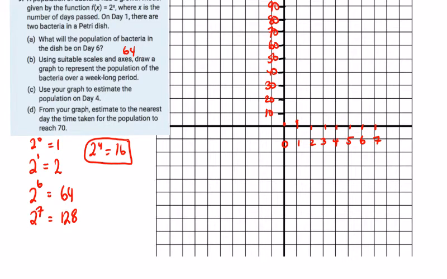2 to the power of 3. Might as well write them down. 2 to the power of 3 is 8. 2 to the power of 4, we have 2 to the power of 5, 32. And we have 6 and 7. So 2 to the power of 2 is equal to 4. We're still below the 10. We're still just climbing up really gradually.